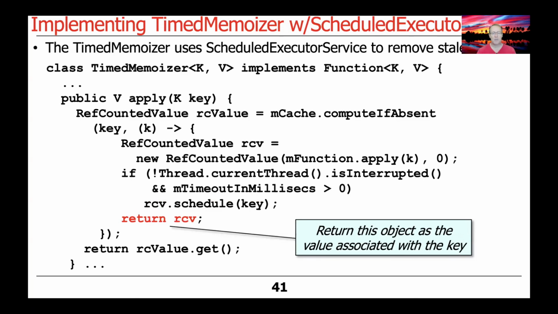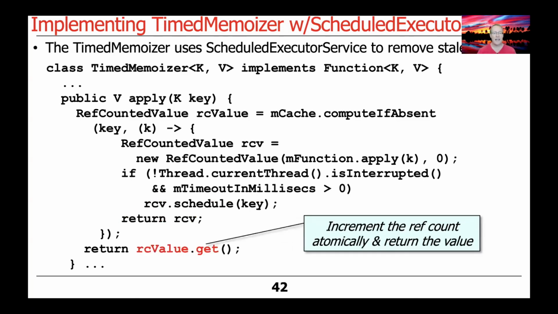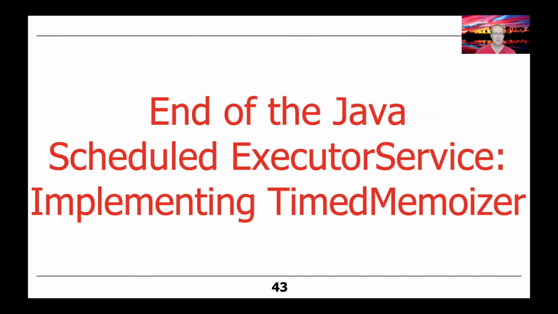The Lambda expression then returns the object that's associated with the key, and then what happens here is after this thing has been initialized, we then go ahead and call the get method on ref counted value. And if you go back and look carefully at what the get method on ref counted value does, it increments the count by 1 atomically, so it'll now have the value of 1, and it returns the current value. So that's how this whole thing gets initialized.